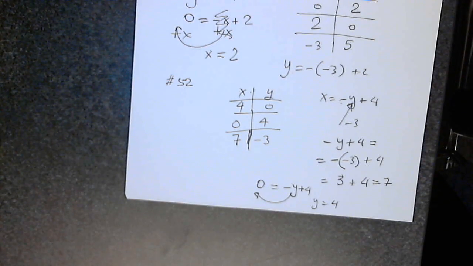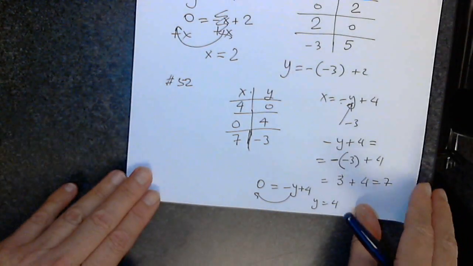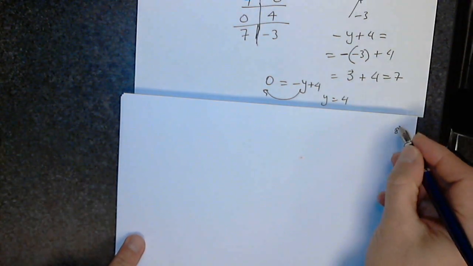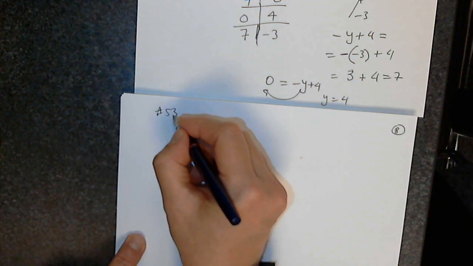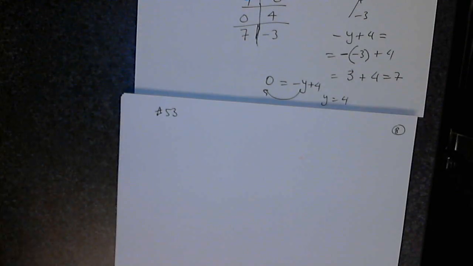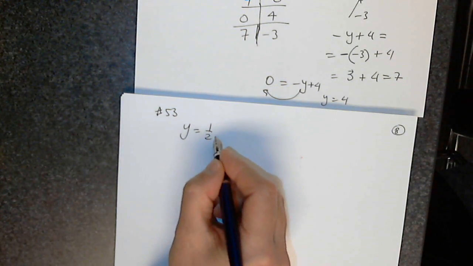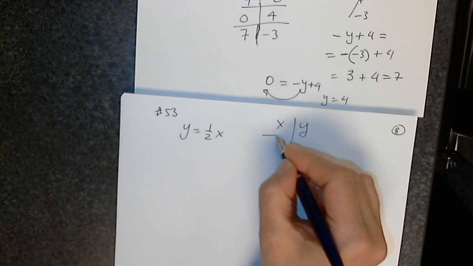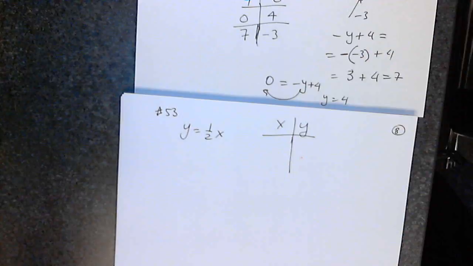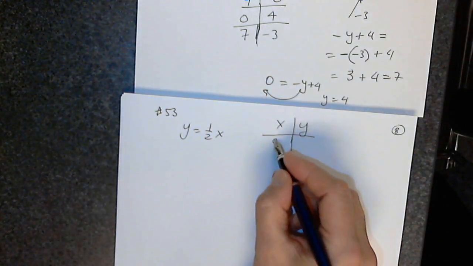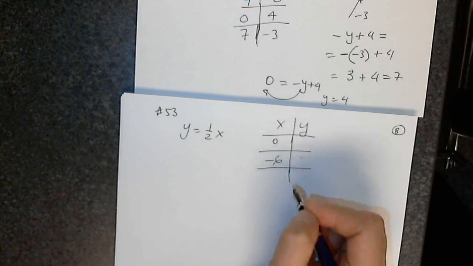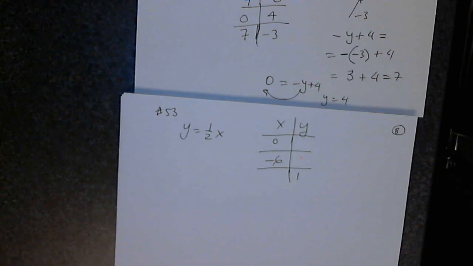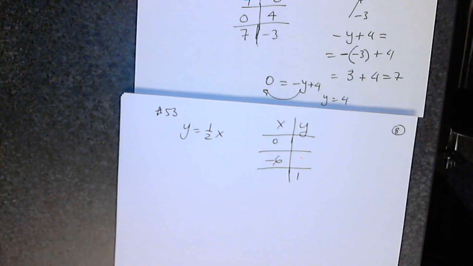Which one? 53 it is. In 53 we have Y equals 1/2 X. And the table is X, Y. They are giving us 0, -6 on the X side, and they are giving us Y equals 1 on the right hand side. Let's work on this for 1 minute.